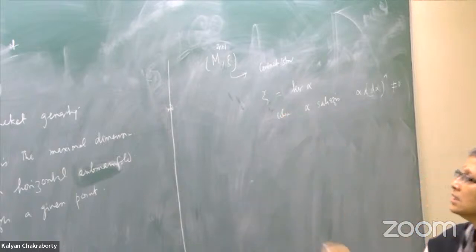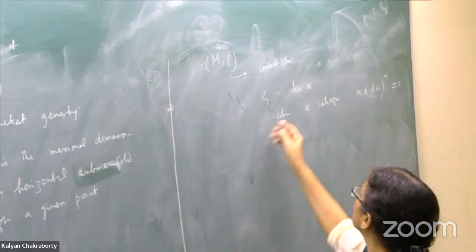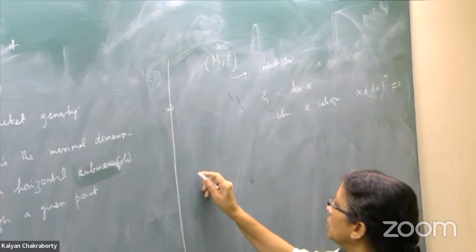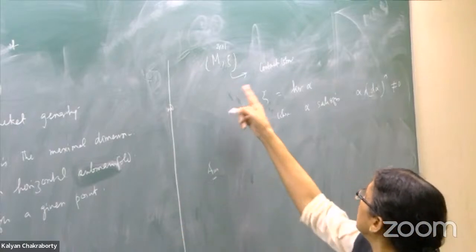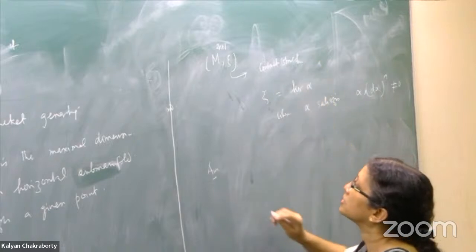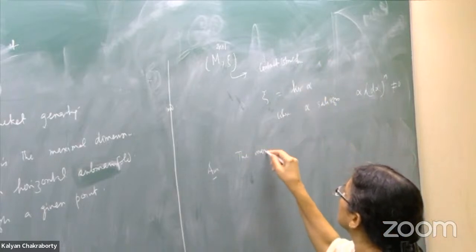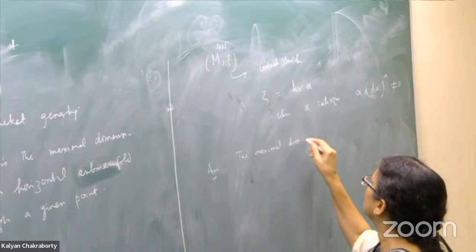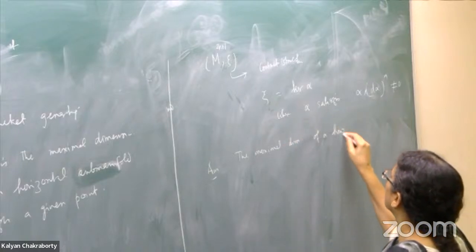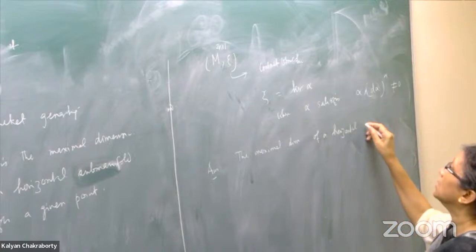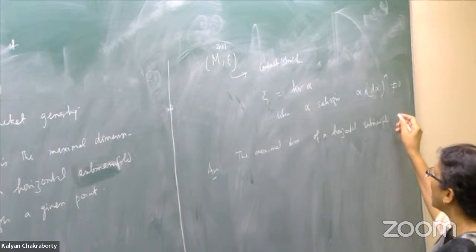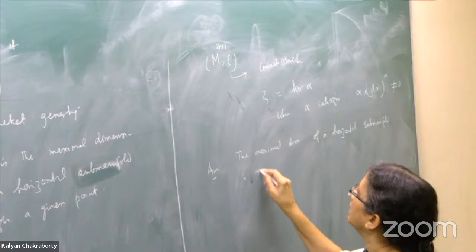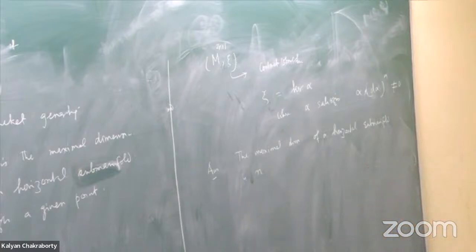So in case of this, there are many results which are known, and the answer to this question is this. For a contact structure, the maximum dimension of a horizontal submanifold, I mean local, is n. This can actually be checked by some linear algebra.